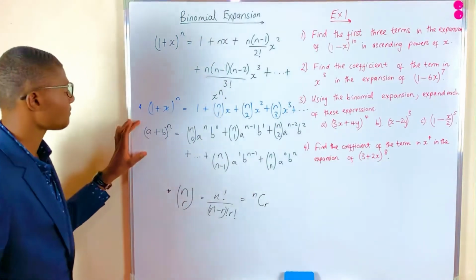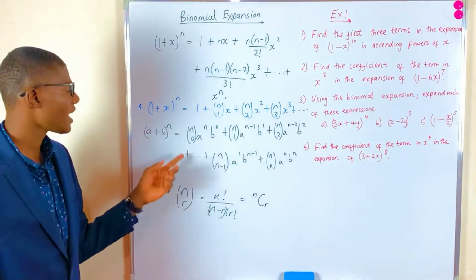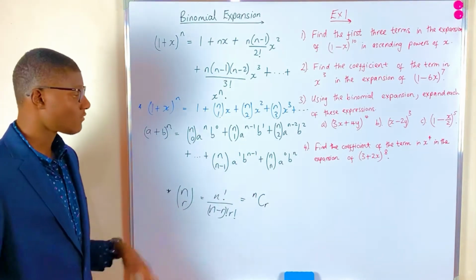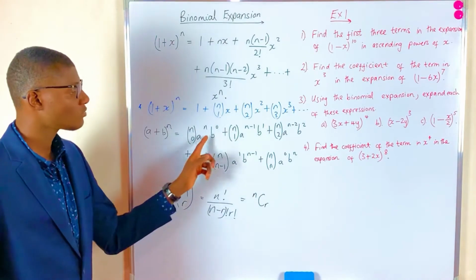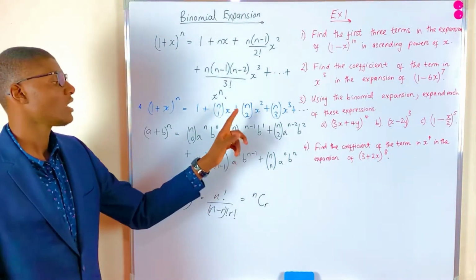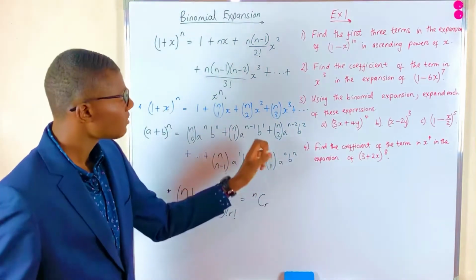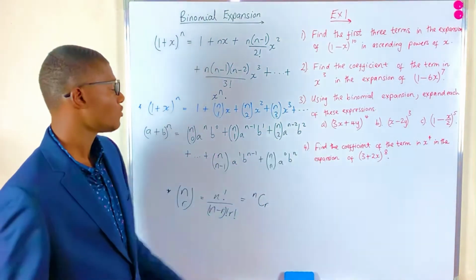So this is the binomial theorem for a plus b. So a plus b raised to the power of n simply says n choose 0, a to the power of n, b to the power of 0, plus n choose 1, a to the power of n minus 1, b to the power of 1, plus n choose 2, a to the power of n minus 2, b to the power of 2, and so forth.